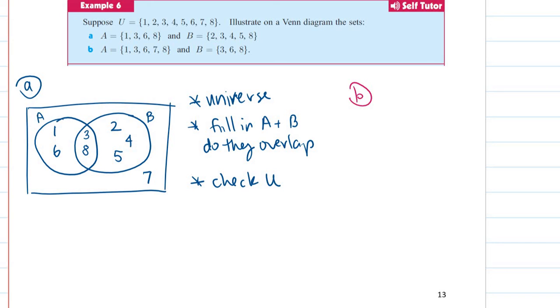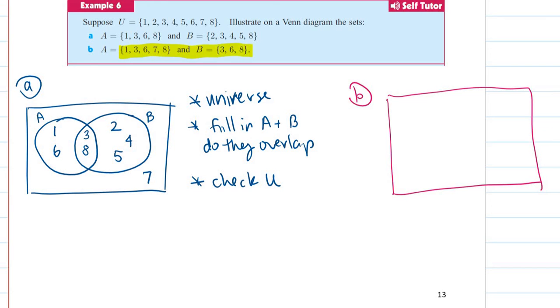All right, with part B, we have the same universe. So we know we have a rectangle, which represents our universe. Then if we look at our values between A and B, do they have any overlapping parts? Yes, 3, 6, and 8. Ooh, and notice that B doesn't contain anything that's not in A. That means that B is a subset of A.